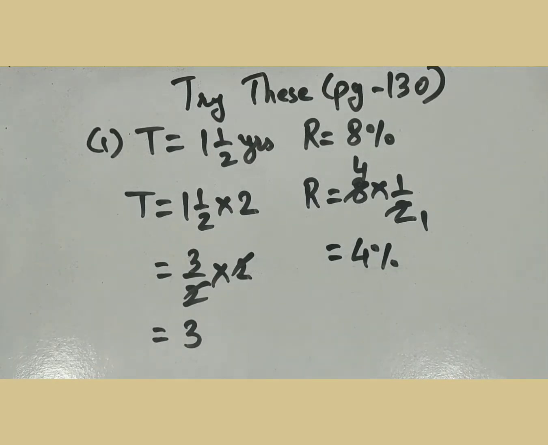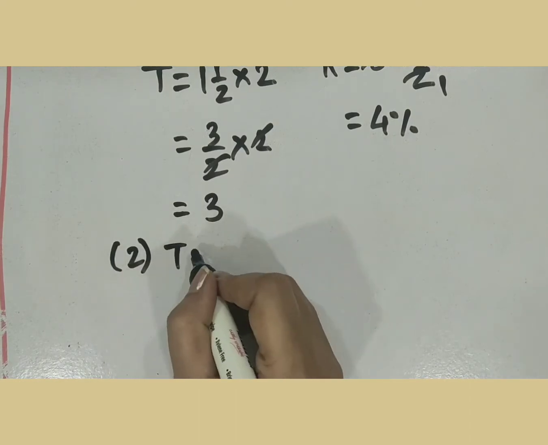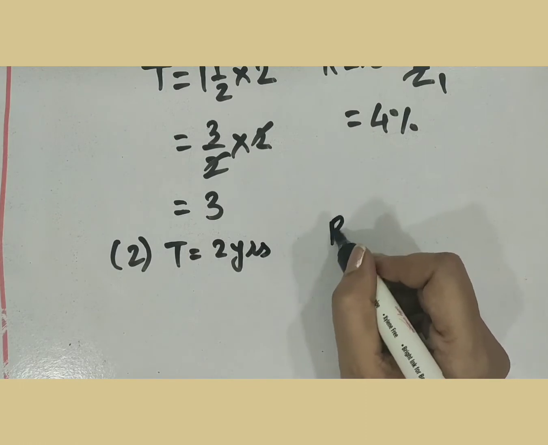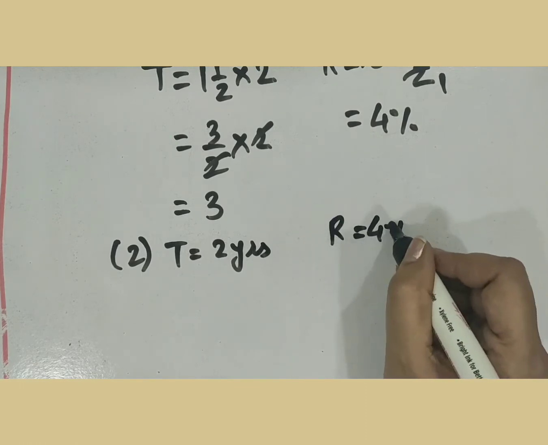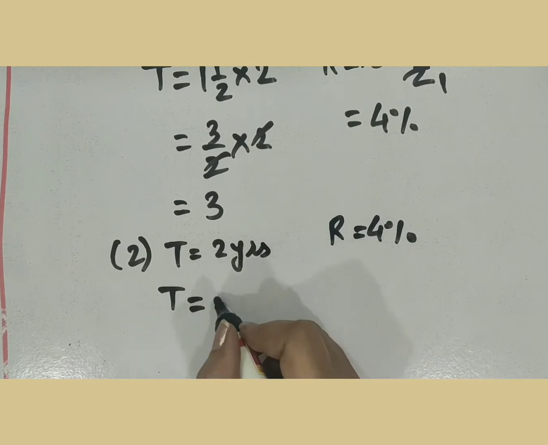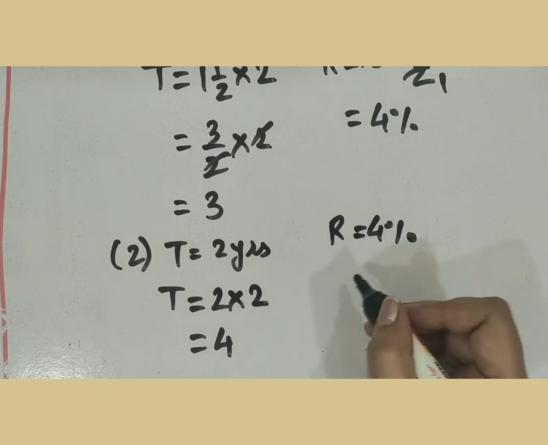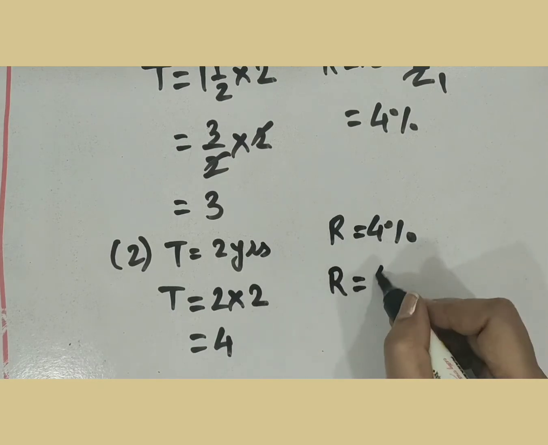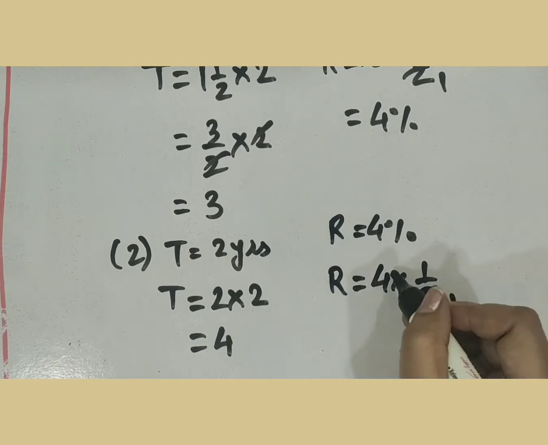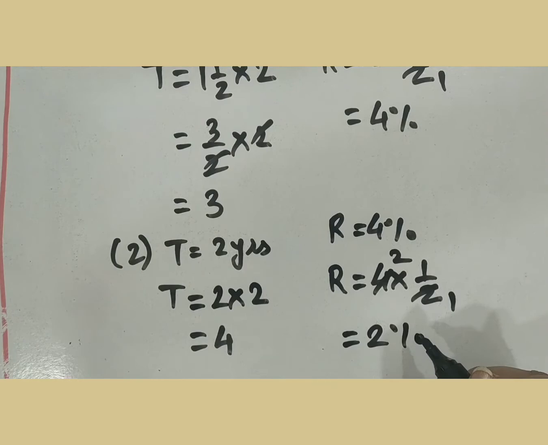Let us do the second sum in the same way. In the second sum, my time is 2 years and rate is equal to 4%. So time will be twice, so it will be 2 into 2. That will be 4. Similarly, rate will be 4 into half. Both will go by 2: 2 ones are 2, 2 twos are 4. So that will be 2%.